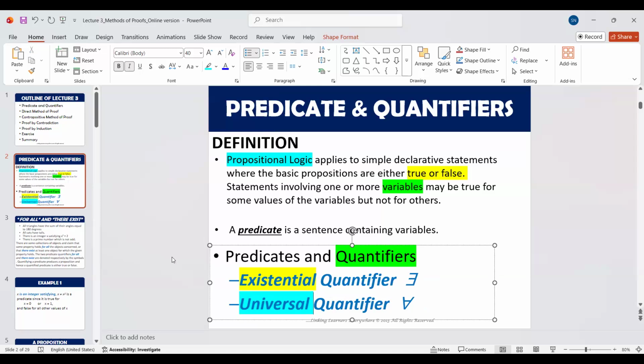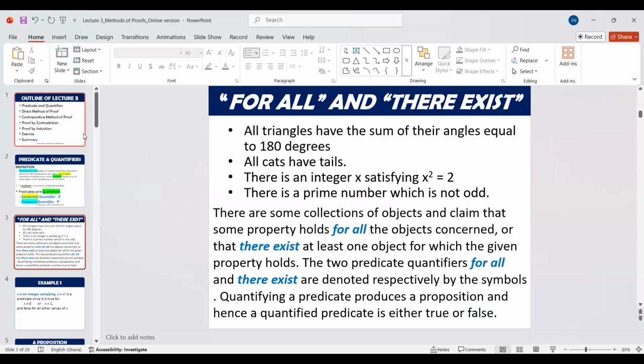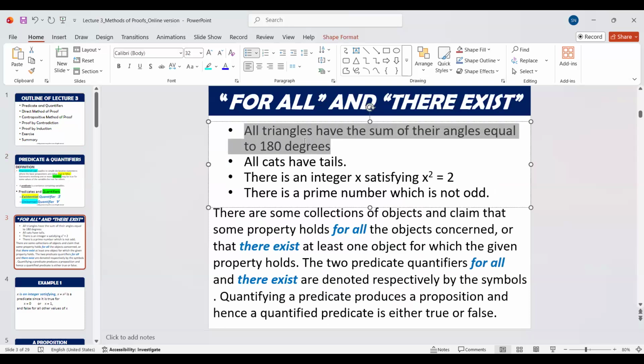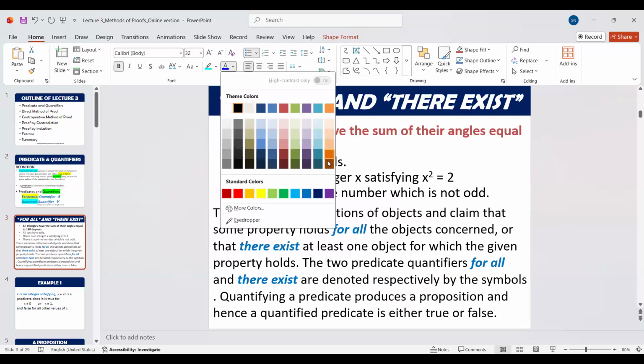I want to make sure everybody is following. So I'm going to give four simple examples, and please let me know what you think about it. These are the four examples. All triangles have the sum of their angles equal to 180.